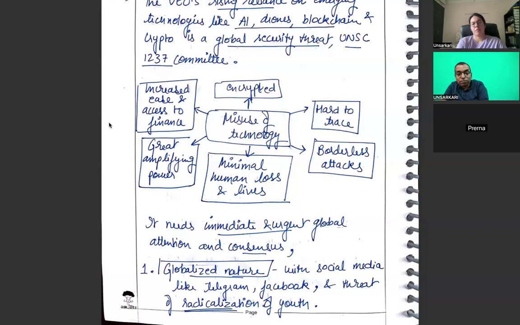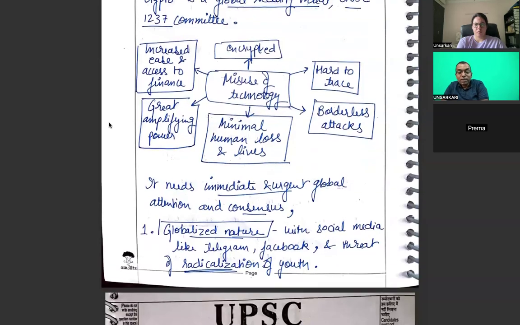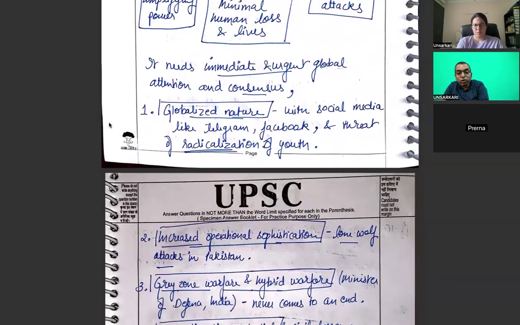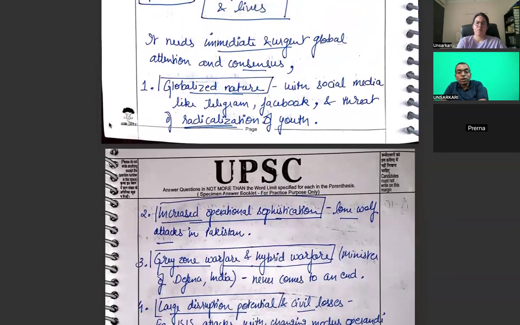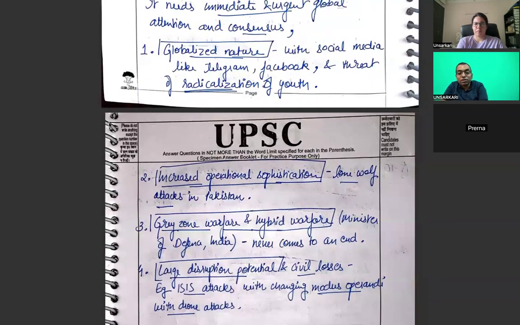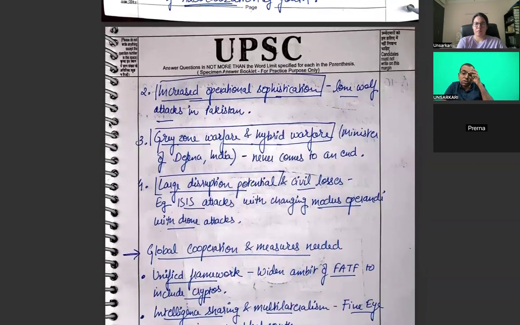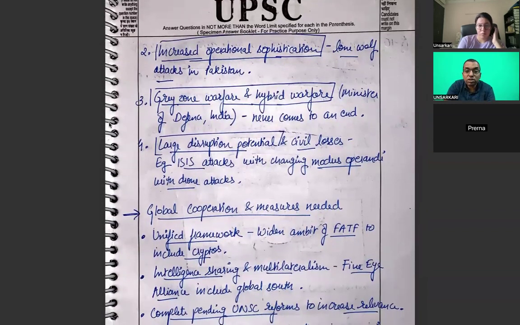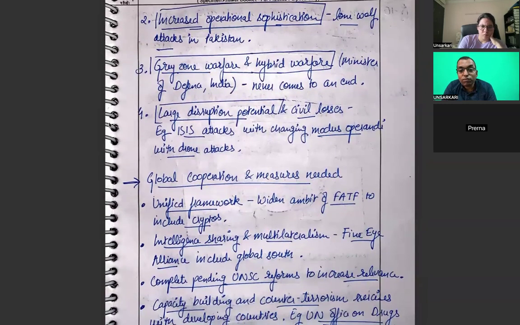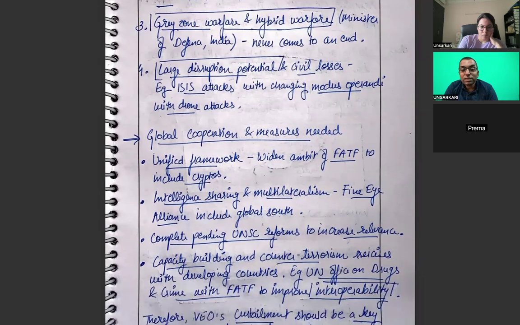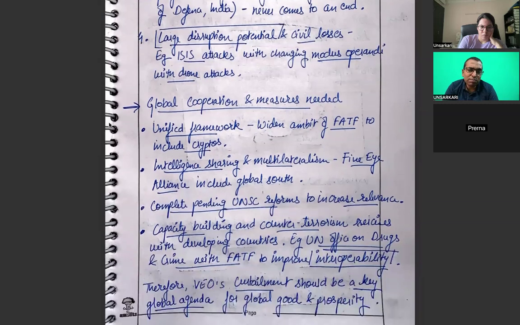Encrypted, hard to trace, borderless attacks, minimal human loss and lives, great amplifying power, increased ease to access to finance. It needs immediate and urgent and global attention and consensus. Globalized nature with social media like Telegram, Facebook, and threat of radicalization of youth, increased operational sophistication, lone wolf attacks in Pakistan, grey zone warfare and hybrid warfare. Minister of Defense India never comes to an end. Okay, larger disruption and potential use of ISIS attacks with changing modus operandi. I think good examples. It is coming on track.